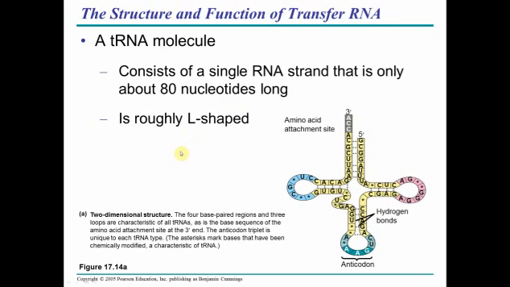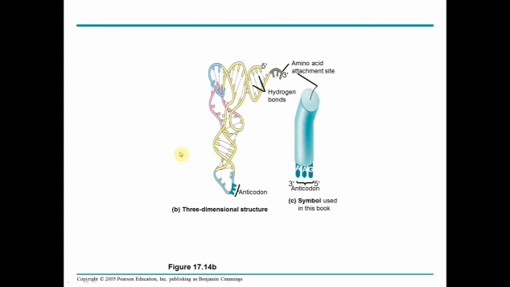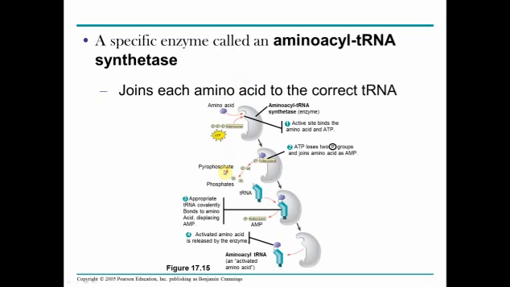This is about 80 nucleotides long. That's not that important. Here you see an actual real picture of it. Here's the tRNA, anticodon. This is what it looks like, kind of how it folds in reality, three-dimensionally.